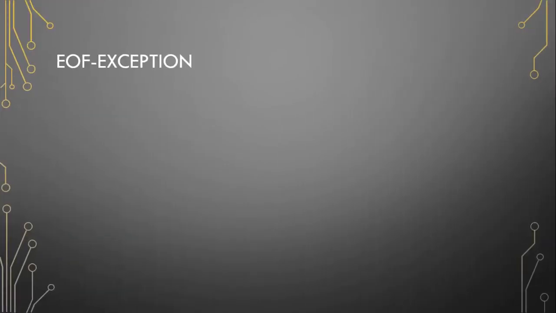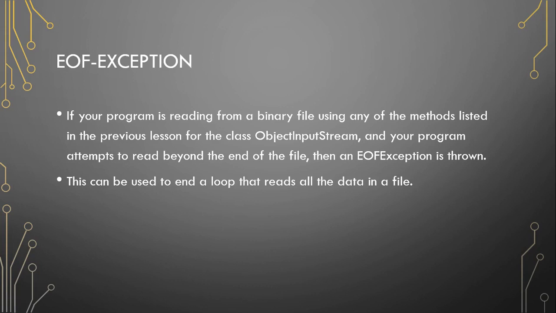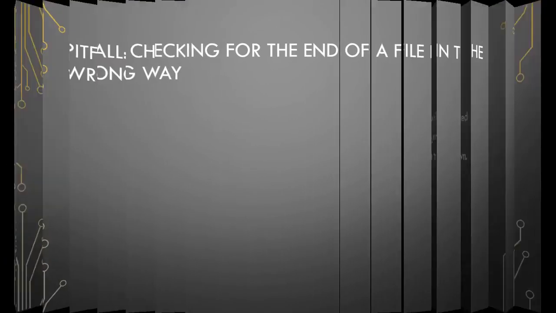Let's go ahead and continue. If your program is reading from a binary file using any of the methods listed in the previous lesson, so if we think back to our last one, where we talked about reading from a binary file with the class ObjectInputStream, and your program attempts to read beyond the end of a file, then an end of file exception is thrown. As you just noticed, this can be used to end a loop that reads in all the data in a file. The class EOFException is also a derived class of IOException. So every exception of type EOFException is also a type of IOException.